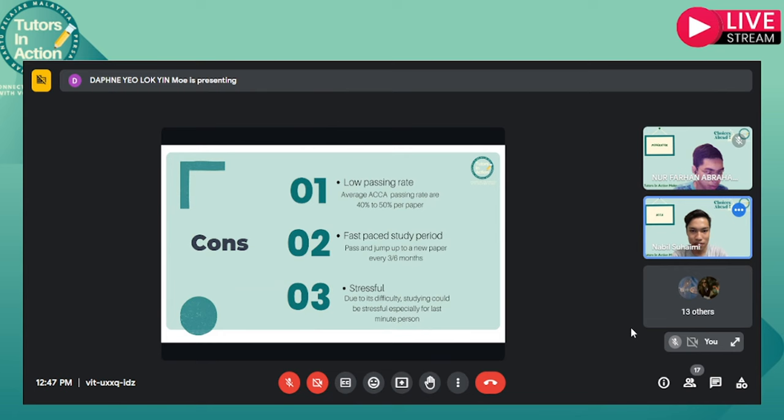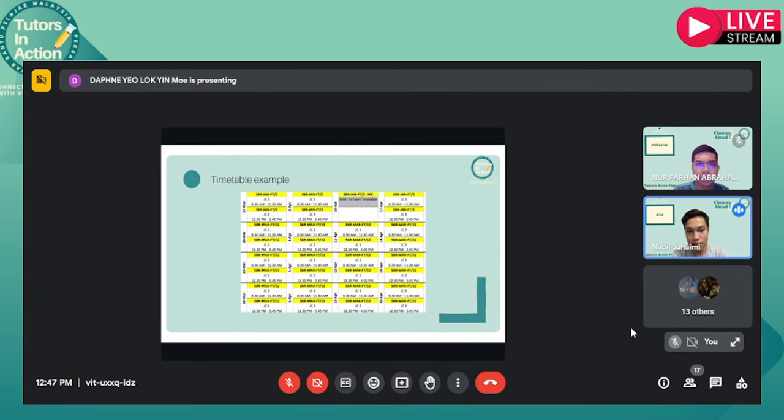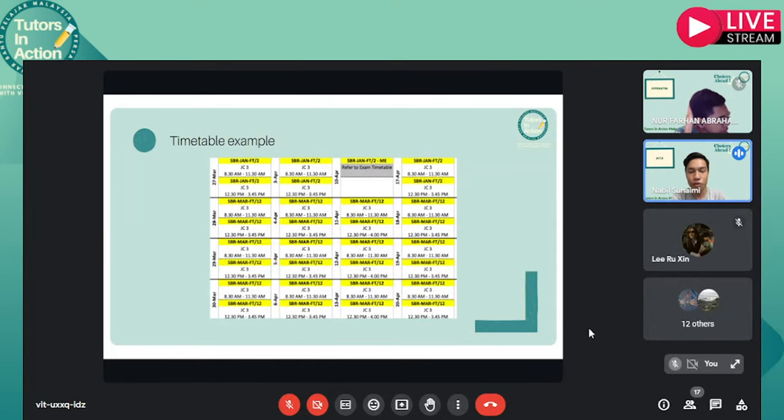This is an example of my timetable. Right now I'm doing SBR, Strategic Business Reporting, the professional level paper. So my timetable is super packed. I have 6.5 hours of classes a day, but this type of timetable is only for my subject, SBR. For all other ACCA subjects, the average is only 4 hours of classes per day. SBR is the exception because this subject has the most packed syllabus.